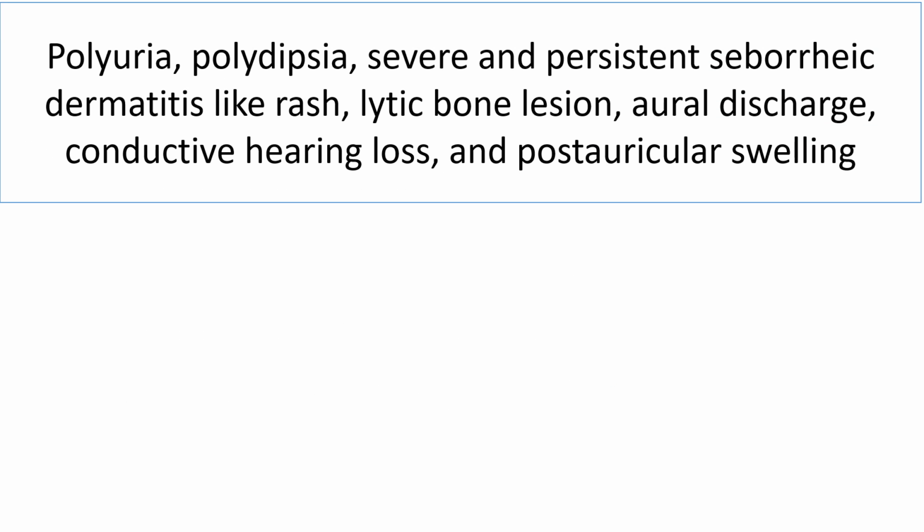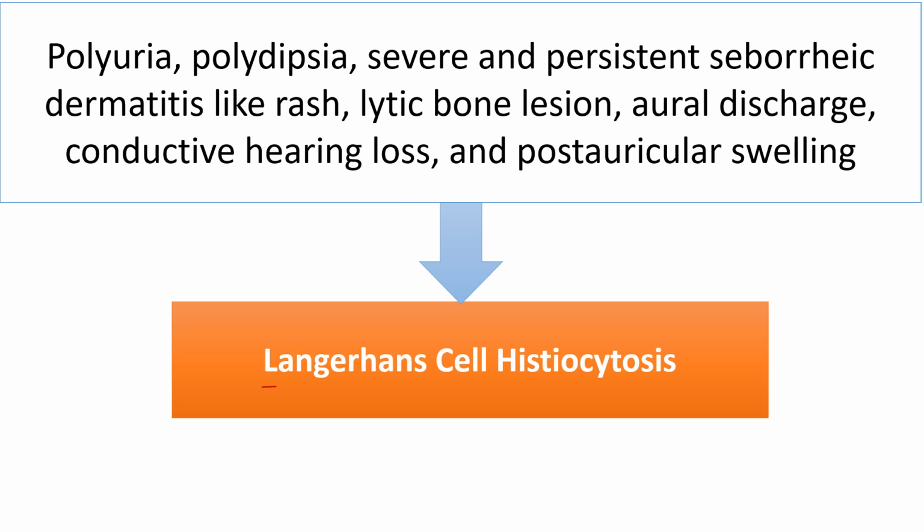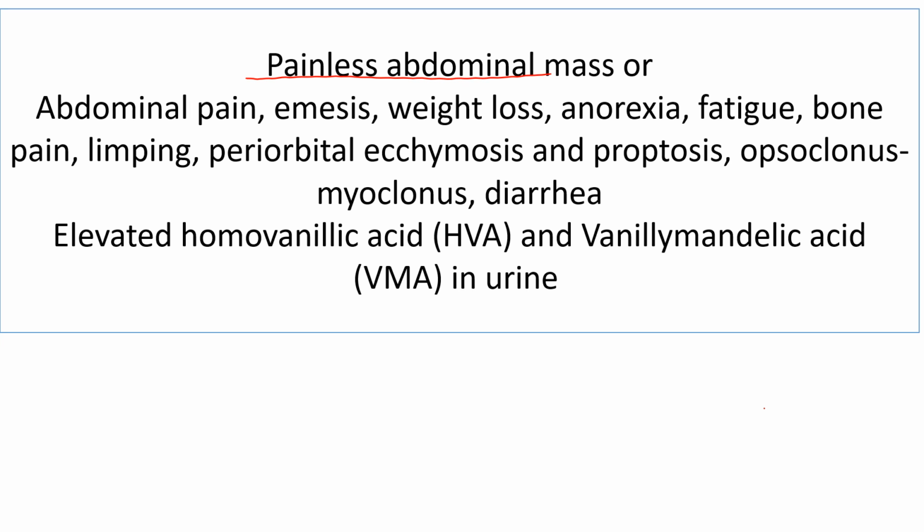You have a child presenting with polyuria, polydipsia, severe and persistent seborrheic dermatitis-like rash, lytic bone lesion, oral or ear discharge, conductive hearing loss, and post-auricular swelling. What is the most likely diagnosis? Langerhans cell histiocytosis.